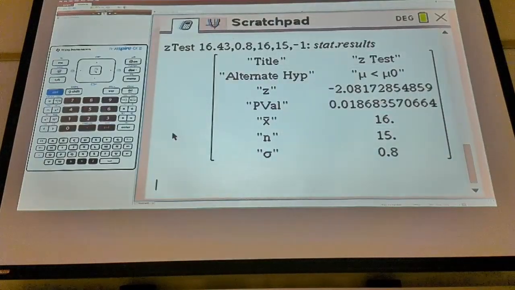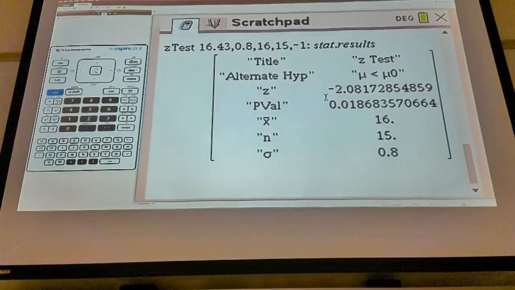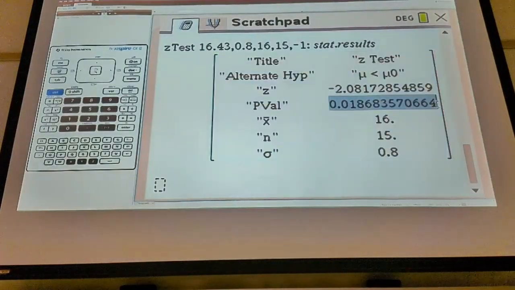Oh, so you don't push data first? No, that is going to be if you want a list of data that you're using. Oh, okay. It actually does give us the z-score, which is nice. There's the p-value, which is the area to the left of negative 2.08.